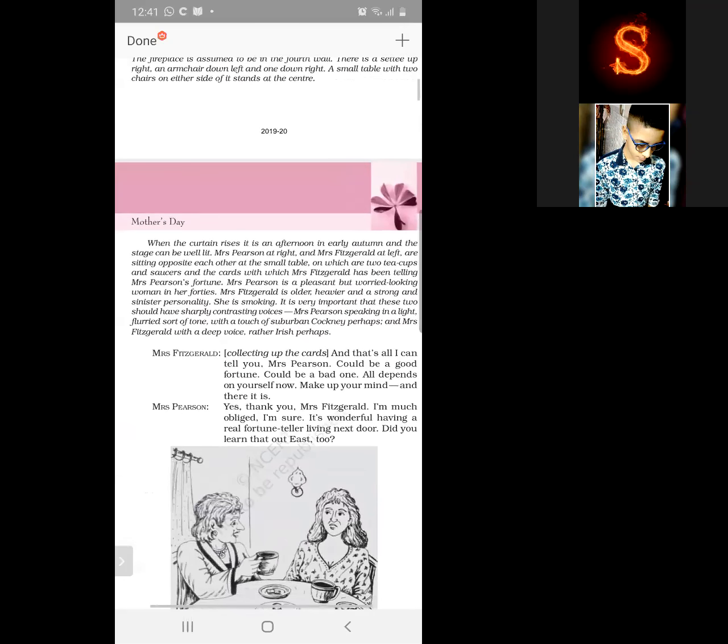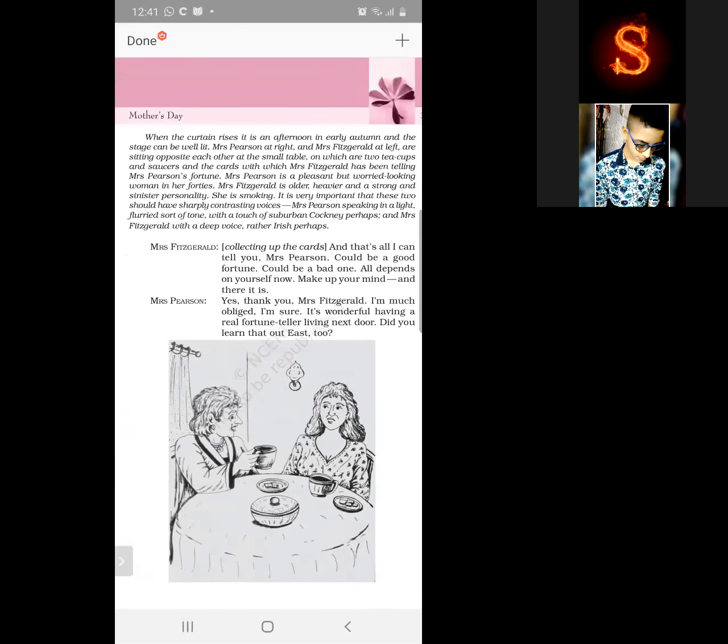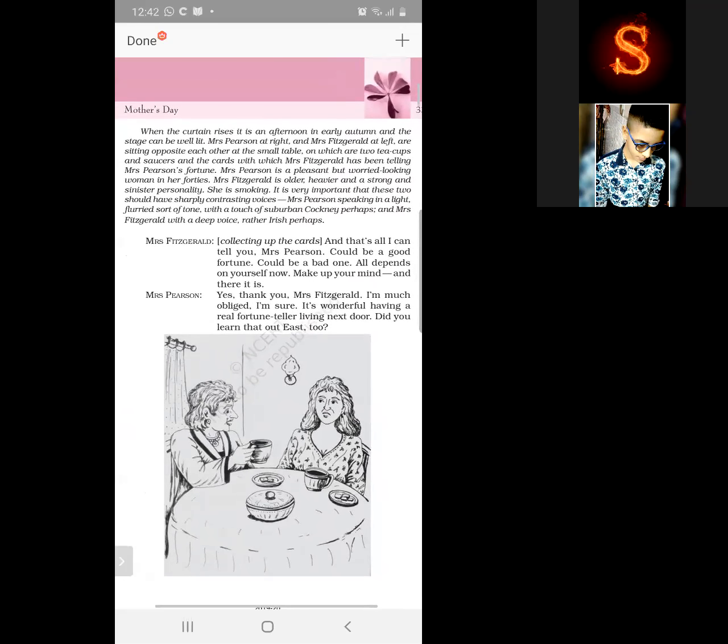Now, when the curtain rises, it is an afternoon in early autumn and the stage can be well lit. Mrs. Pearson at right and Mrs. Fitzgerald at left are sitting opposite each other at the small table, on which are two teacups and saucers, and the cards on which Mrs. Fitzgerald has been telling Mrs. Pearson's fortune. So Mrs. Fitzgerald, who is Mrs. Pearson's neighborhood friend, is a fortune teller. The cards are spread on the table and she is telling Mrs. Pearson's fortune.